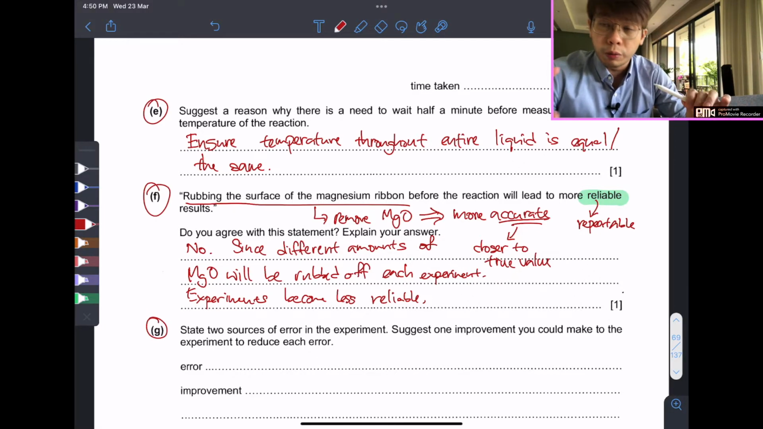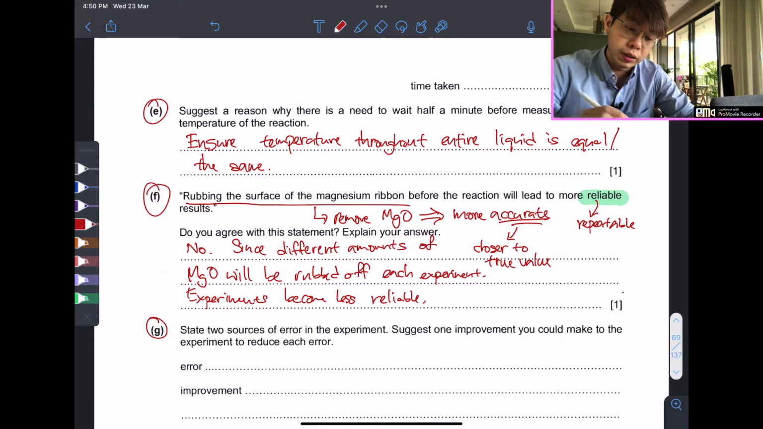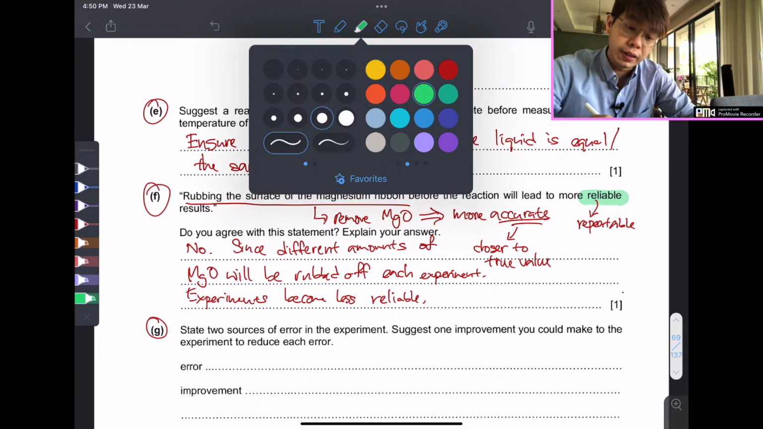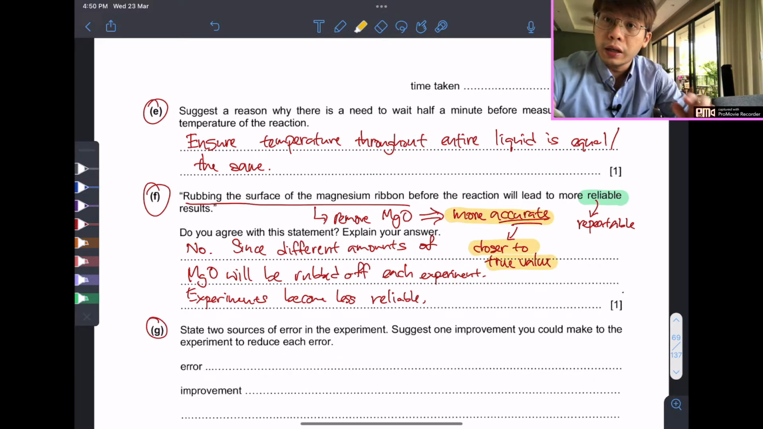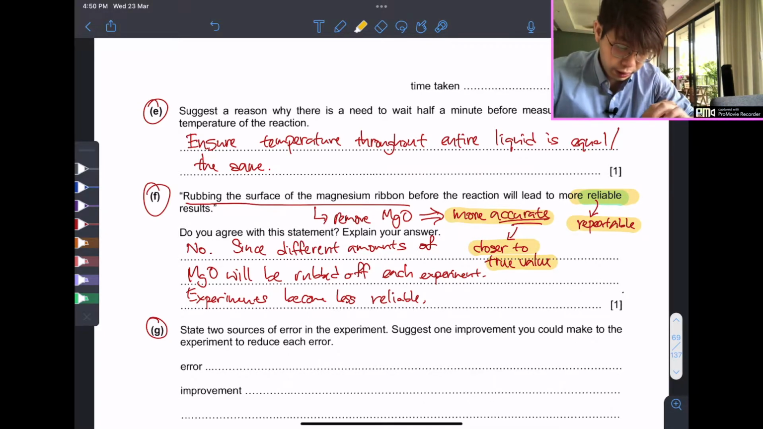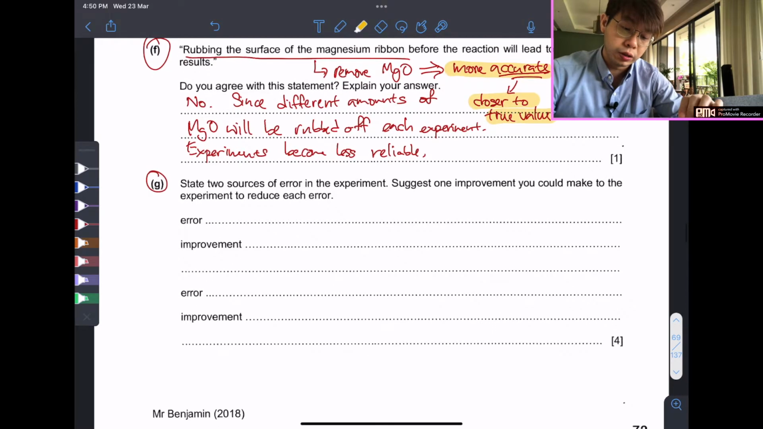So you can argue it both ways, but what is more important in this question for this practice that I wanted you all to learn is what's the difference between what we say more accurate as compared to more reliable. So this is the main learning point for you for this one. Okay? All right. Now let's look at the last one that I want to talk about.